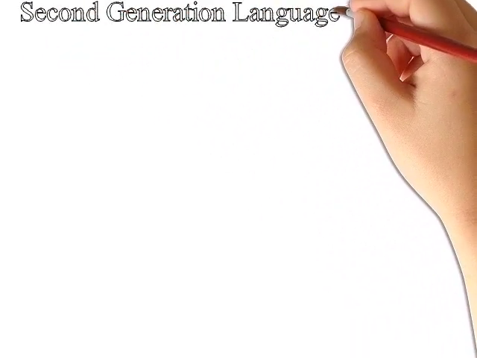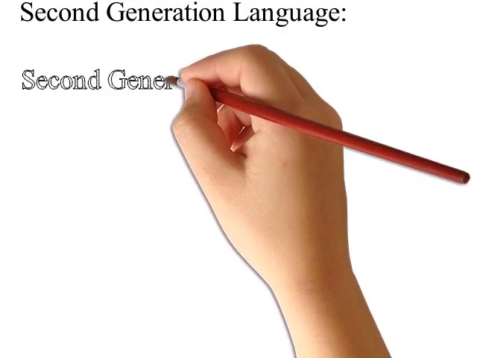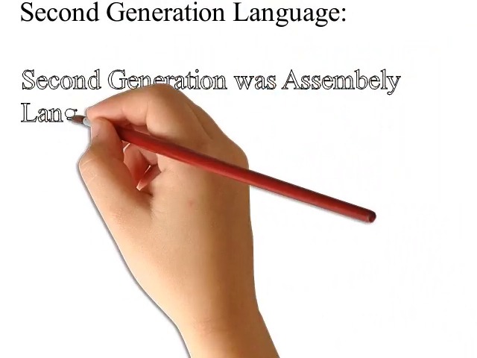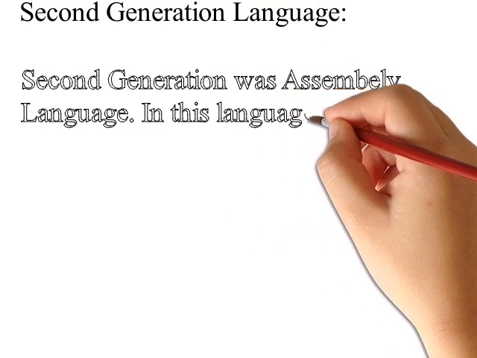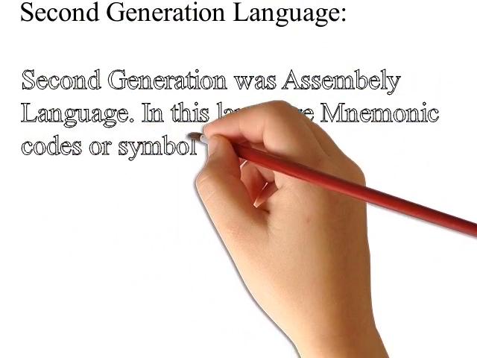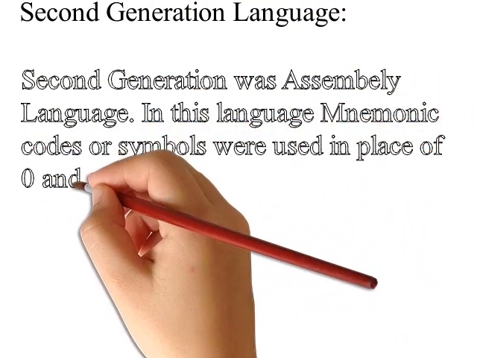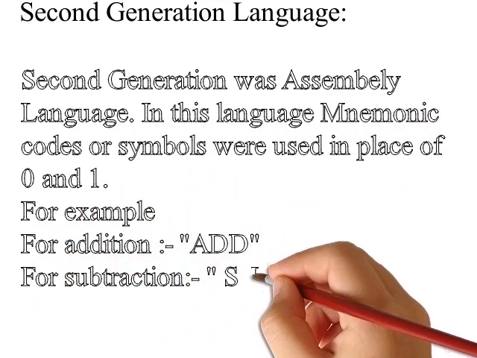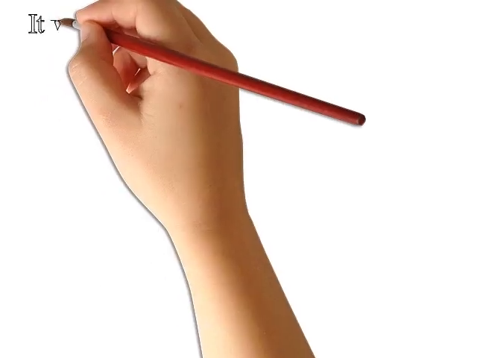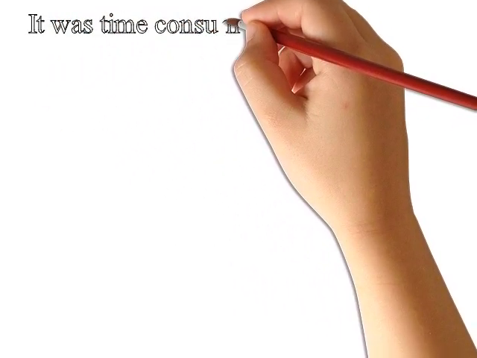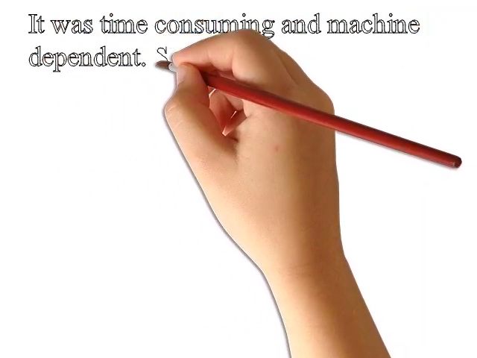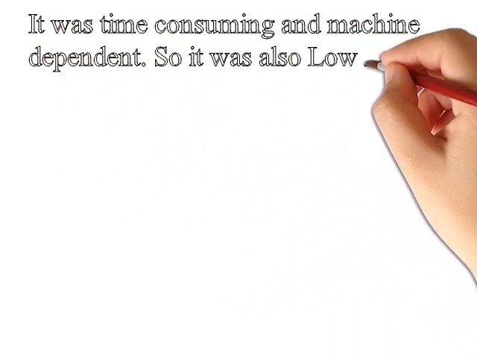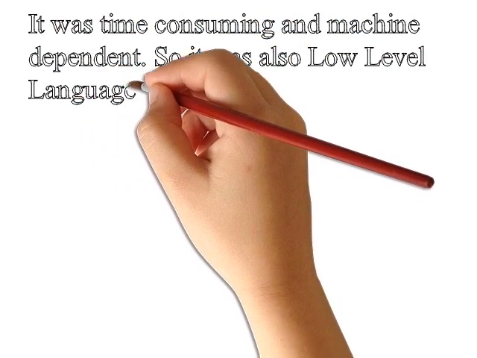Second generation language. Second generation language was assembly language. In this language, mnemonic codes or symbols were used in place of 0 and 1. For example, for addition, ADD, for subtraction, SUB. It was time consuming and machine dependent, so it was also a low level language.